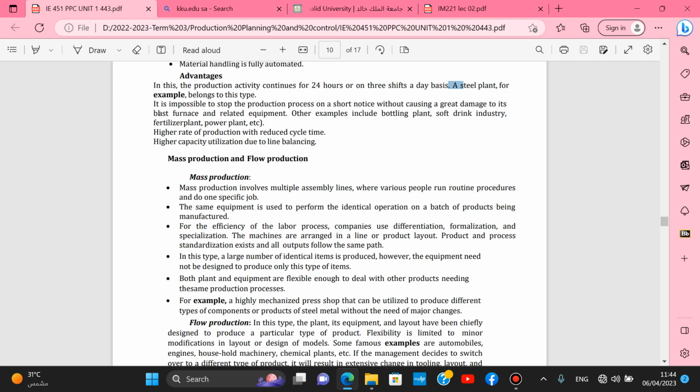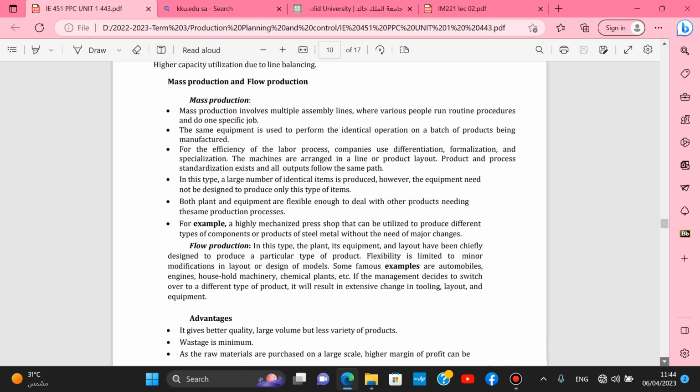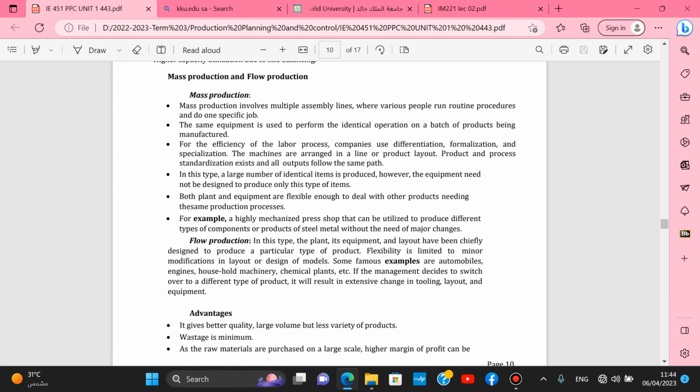Both plant and equipment are flexible enough to deal with other products needing the same production processes. يعني البلانت والإكويبمنت عادة يكونوا flexible بشكل إنه في بعض الأحيان ممكن نمروا other products على نفس processes. For example, a highly mechanized press shop that can be utilized to produce different types of components or products of steel metal without the need of major changes.